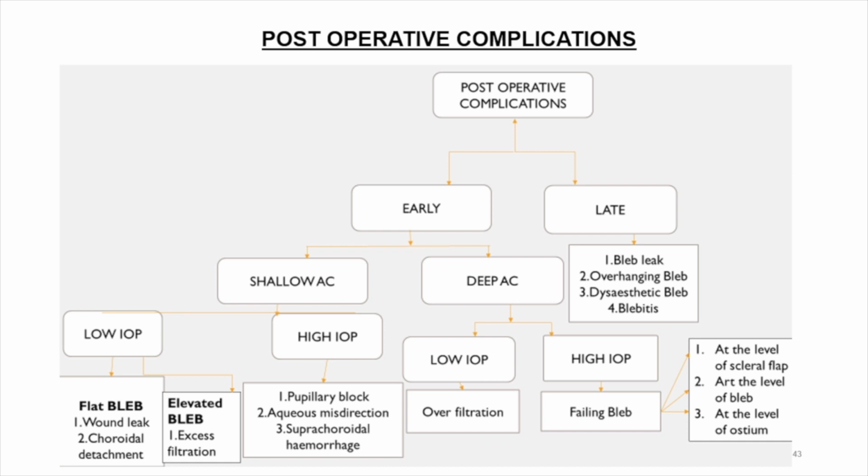A deep AC with a low IOP is an overfiltering bleb, while a deep AC with a high IOP can be a failing bleb, where the reason can be at the level of the scleral flap, at the level of the bleb, or at the level of the ostium. We are going to discuss each of these in the subsequent sections. The late complications can include a bleb leak, overhanging bleb, dysaesthetic bleb, or a bleb-related infection.